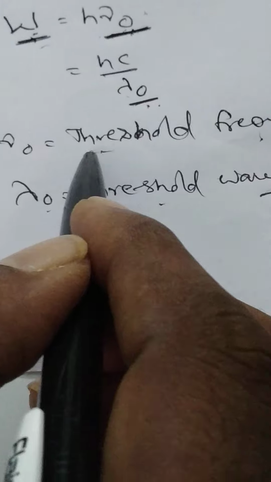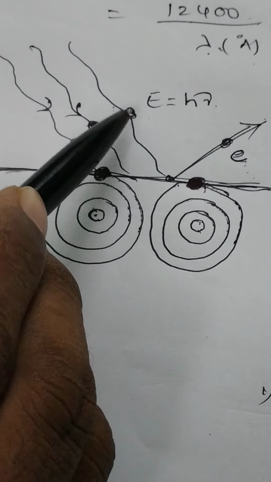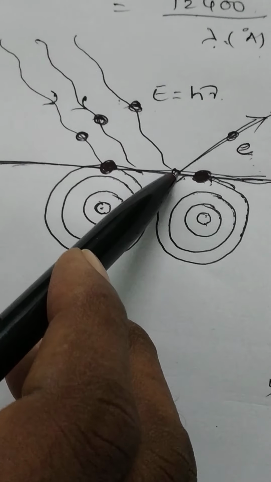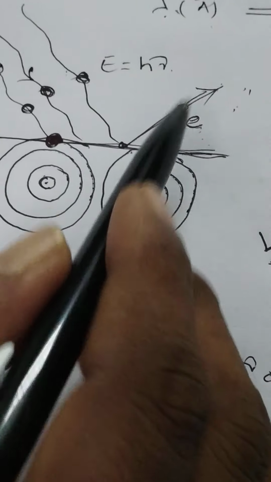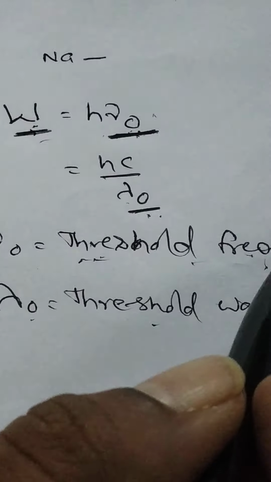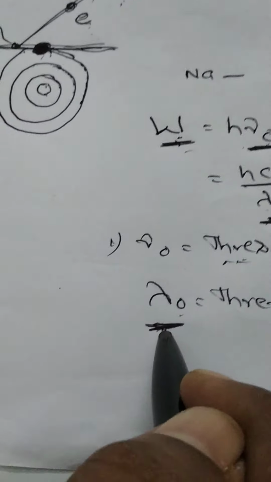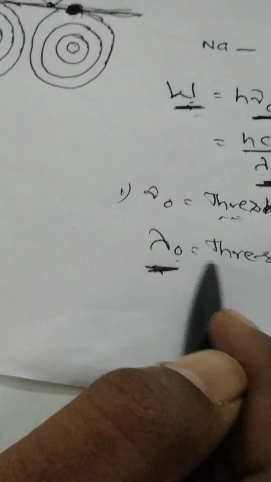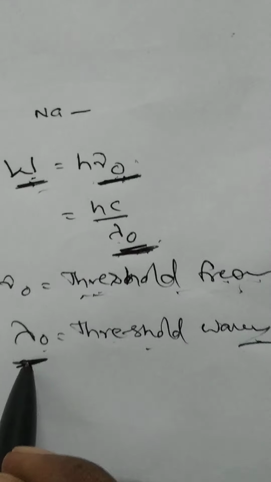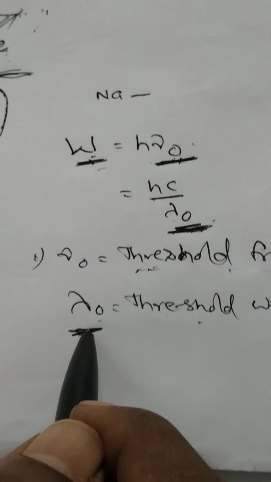Then how do you define the threshold frequency? The minimum frequency of the incident photon required to just remove the electron from the photometal is called the threshold frequency. The maximum wavelength of the incident light required to just remove the electron from the photometal is called the threshold wavelength. So the general formula for work function W is equal to h nu naught.